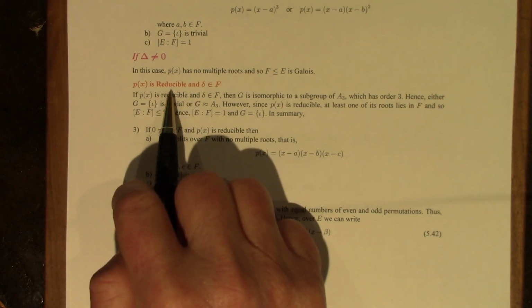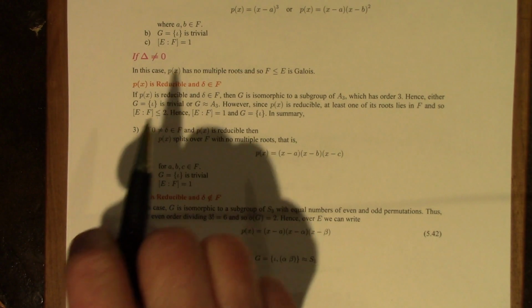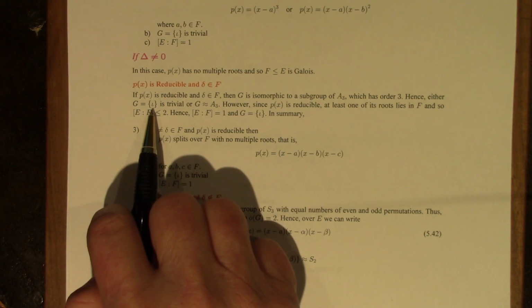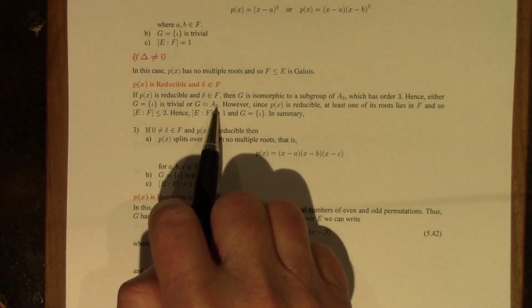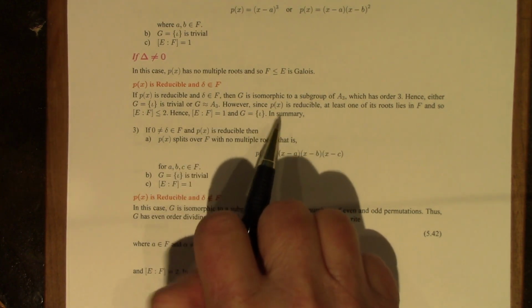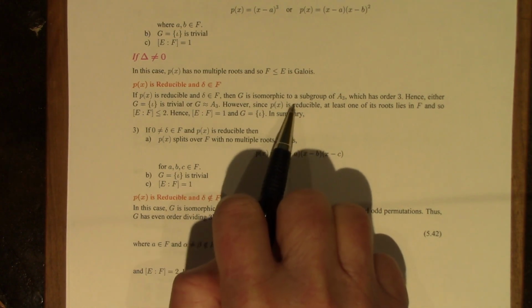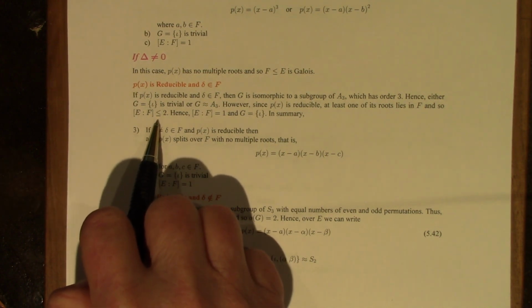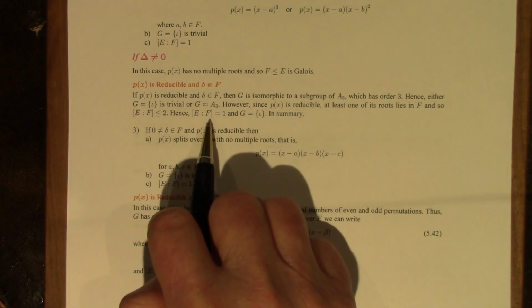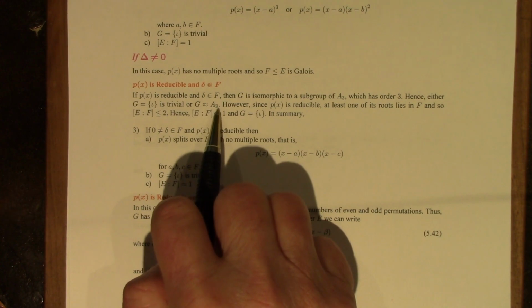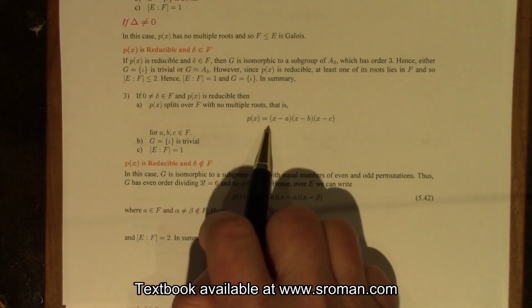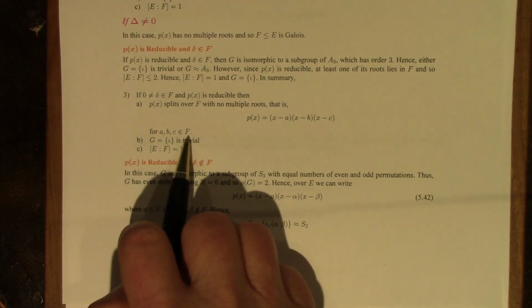P of x might be reducible, and delta might be in F. In that case, G is isomorphic to a subgroup of the alternating group A3, which has order 3, and so the Galois group is either trivial or isomorphic to A3. But since p of x is reducible, it has at least one root in the base field, which means that the degree of the splitting field extension is at most 2, and so it has to be 1, because it can't be 3. And so the Galois group is trivial. And so here is the summary. We have p of x splitting over the base field.